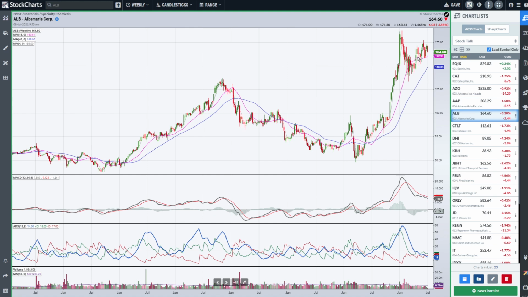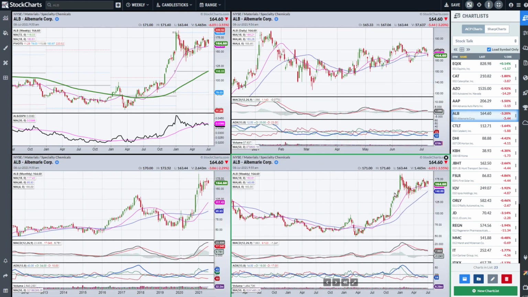MACD is still pretty far away from the zero line, so it is possible this will just keep pushing sideways while these two lines, the 18 and the 40, maybe come a little bit closer together. I think once these lines get a little closer together, then that represents the opportunity for this maybe to get going again.